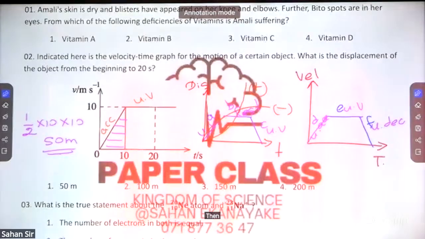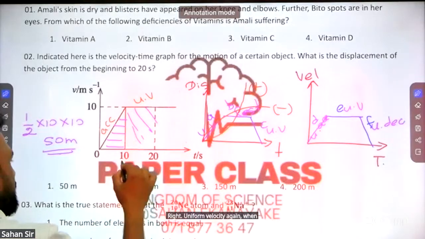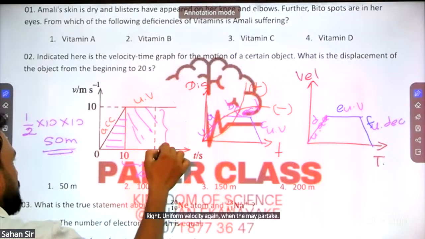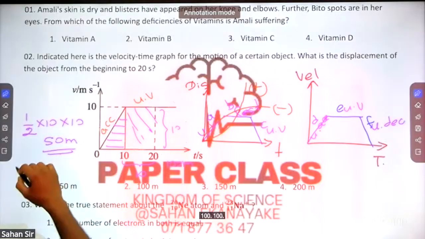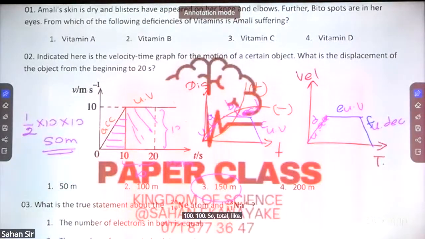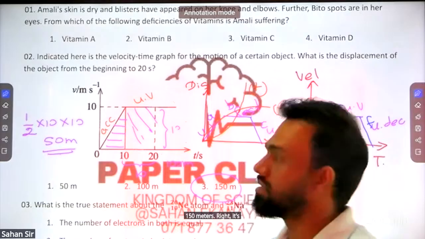Then uniform velocity again. The area again 10 into 10, that means 100. So total 150 meters. Is it clear? Good.